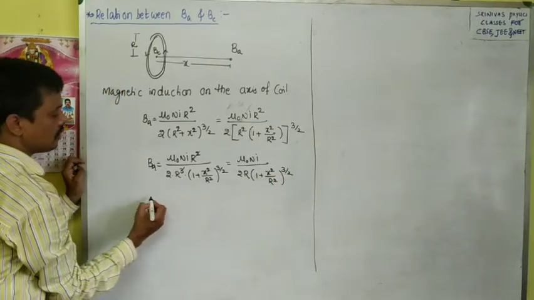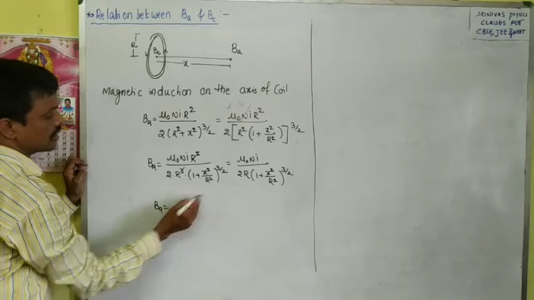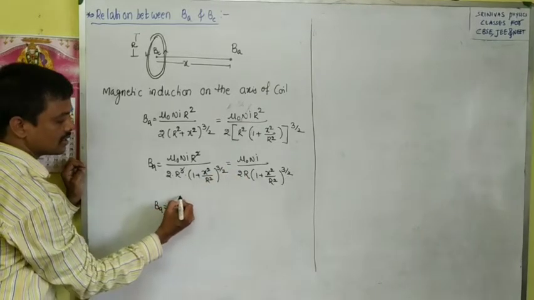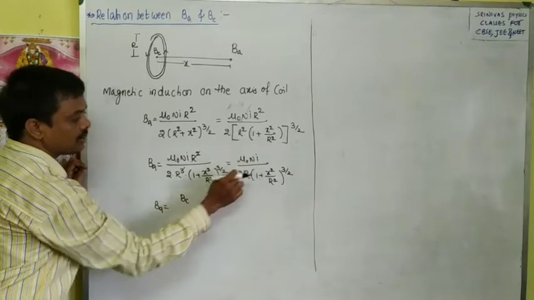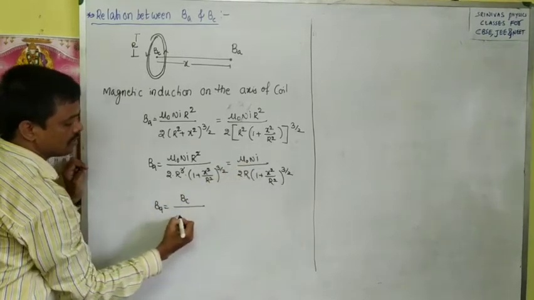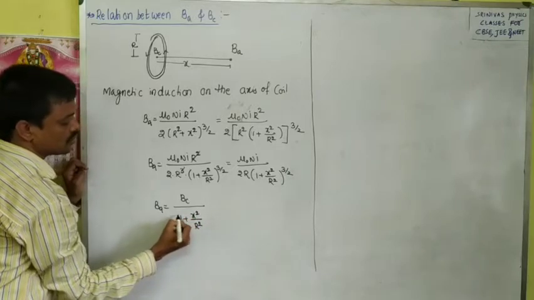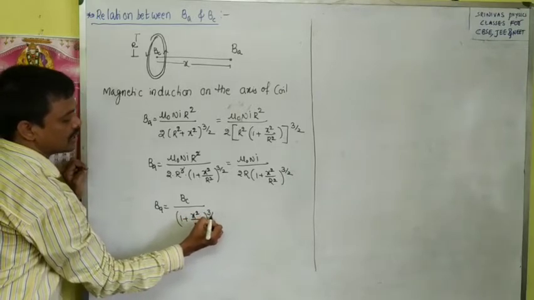Now, what is mu naught N i by 2r? It is the magnetic induction at the center, BC. So BA equals BC divided by 1 plus x square by r square whole power 3 by 2.